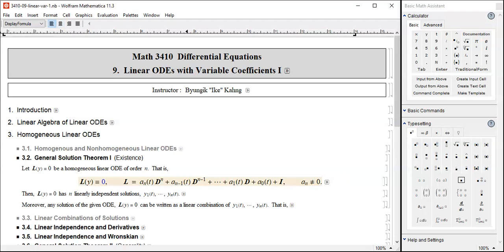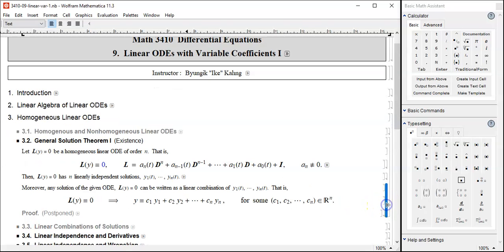Given a homogeneous linear ODE of order n, there exist n linearly independent solutions, y1, y2, y3, and so on, all the way over to yn. That's what we proved. And what we didn't prove yet is that all the solutions can be written as a linear combination of those y1 through yn.